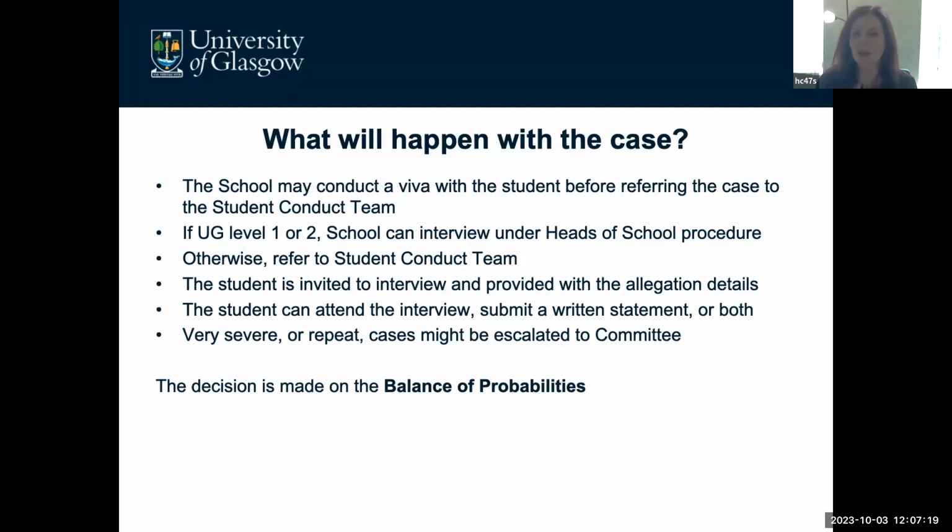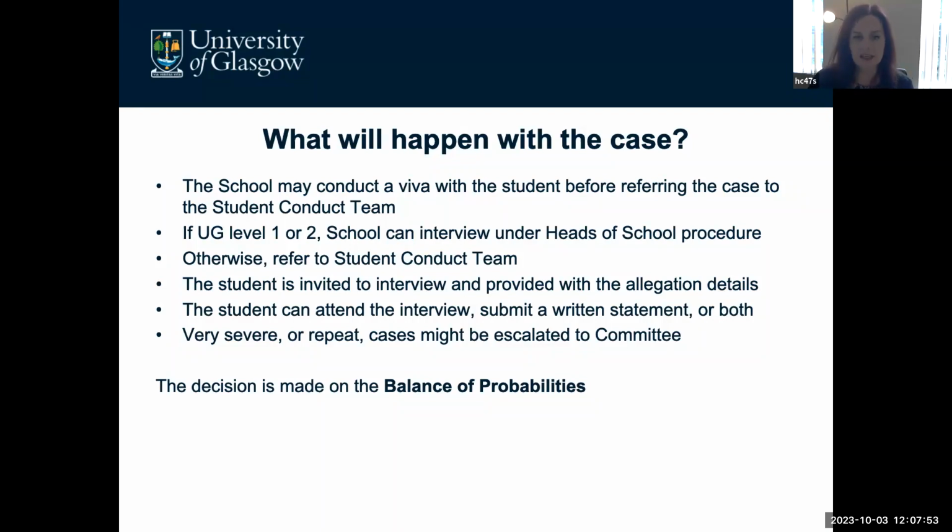Depending on how bad it is or how the student responds, the case might be escalated up to a full conduct committee, which has greater penalising powers. In either case, the decision is made on the balance of probabilities. So we're not looking for absolute proof, and we would probably never get absolute proof that the student has not written this work. But if the Senate assessors or the committee think it's more likely than not that you haven't written this, that it's been AI generated, then they will apply a penalty for that.